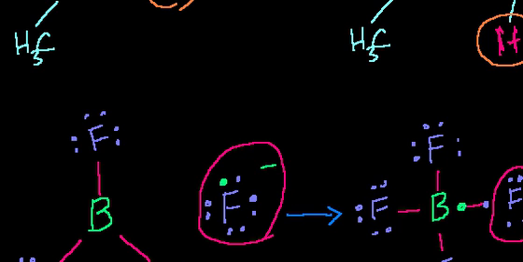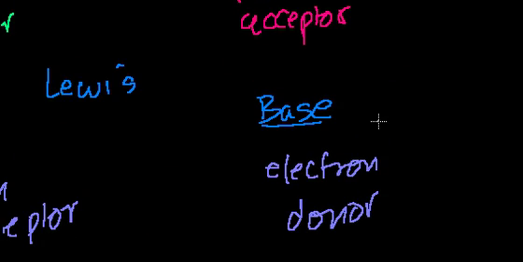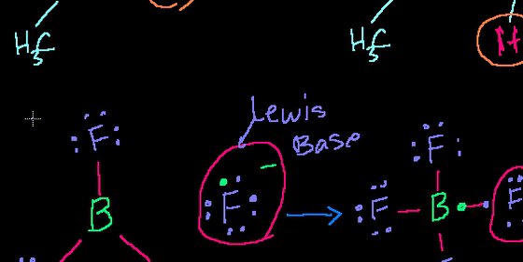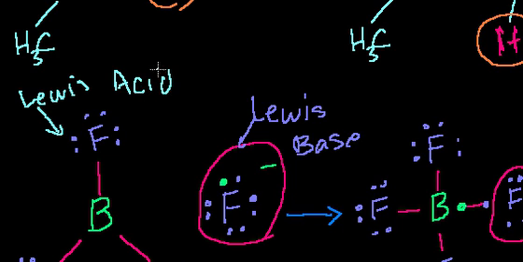So if it's the electron donor, what is it? The fluoride is a base. So this is the Lewis base. And then the electron acceptor is a Lewis acid. So this right here is the Lewis acid. It's good to know that these definitions exist, especially so you don't get confused in the future.